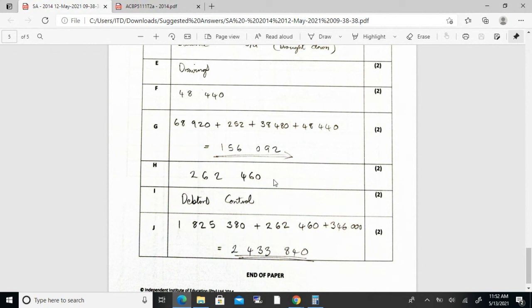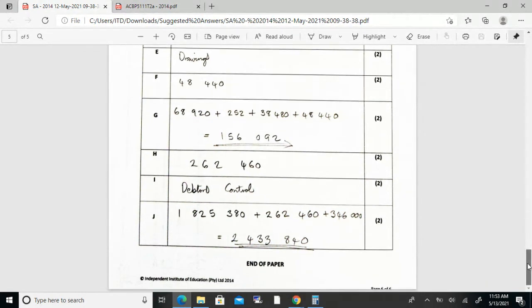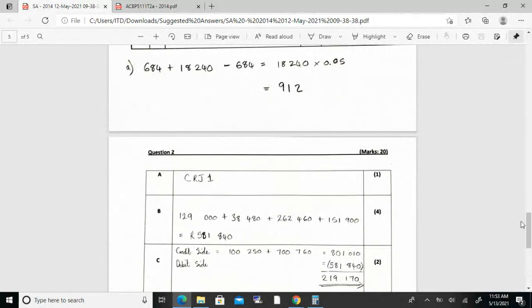And then finally, do we have anything else? Yes, we do. We have J, and J again is the total of all the amounts on the credit side. Whew, guys, that has taken the life out of me. So that is your accounting 2014 paper. They were shorter, fewer questions, carrying a lot of marks. That was 20 marks, just posting.